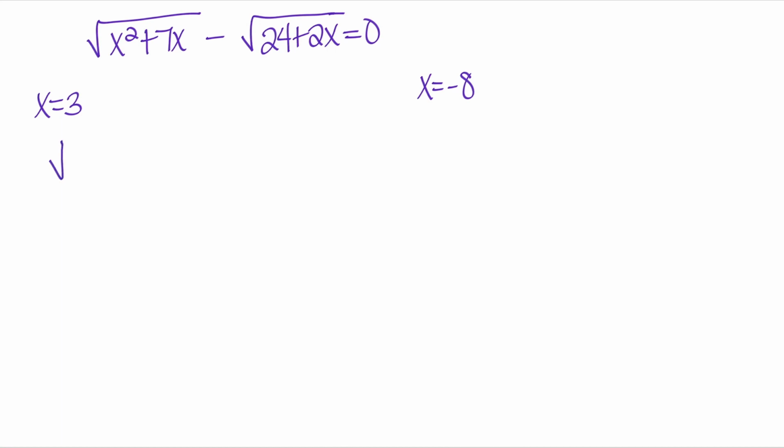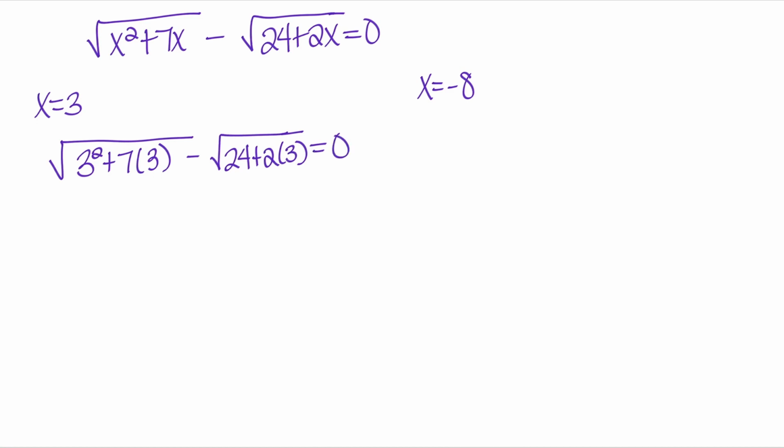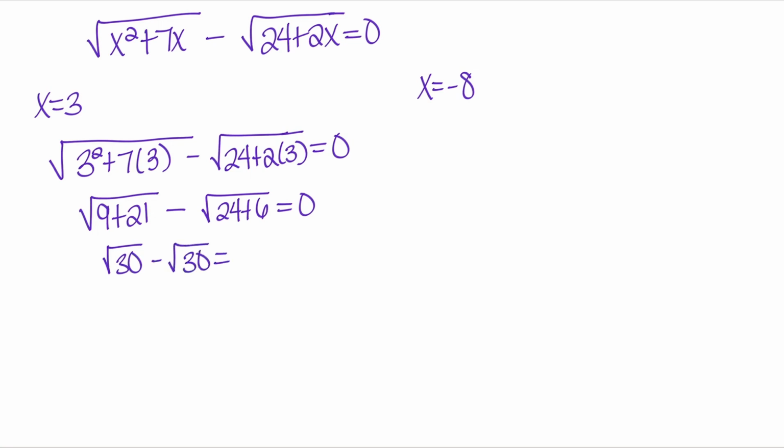So if we check 3, we have 3 squared plus 7 times 3 minus the square root of 24 plus 2 times 3. I'm checking if that equals 0. So we have the square root of 9 plus 21 minus the square root of 24 plus 6. And this tells me that the square root of 30 minus the square root of 30 equals 0, which is in fact true. So that means that x equals 3 is a solution to this equation.